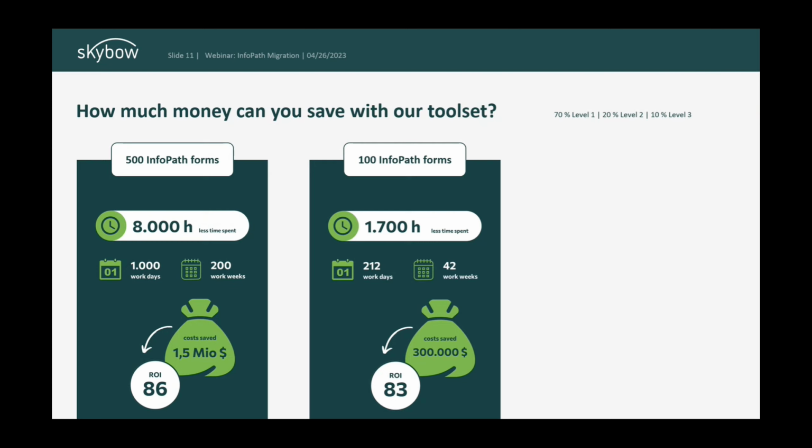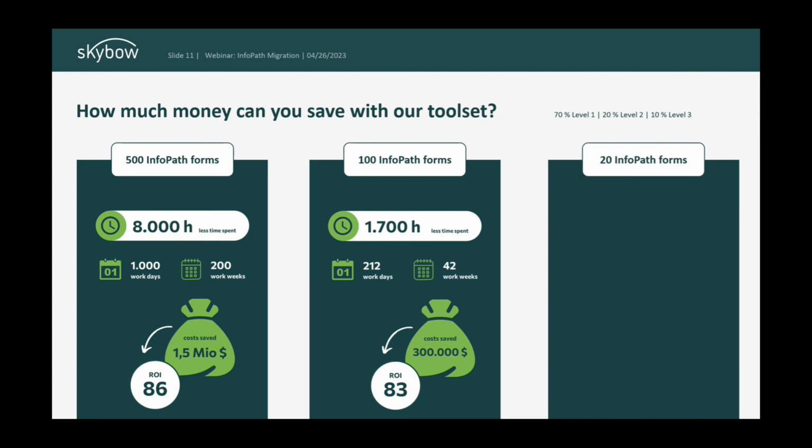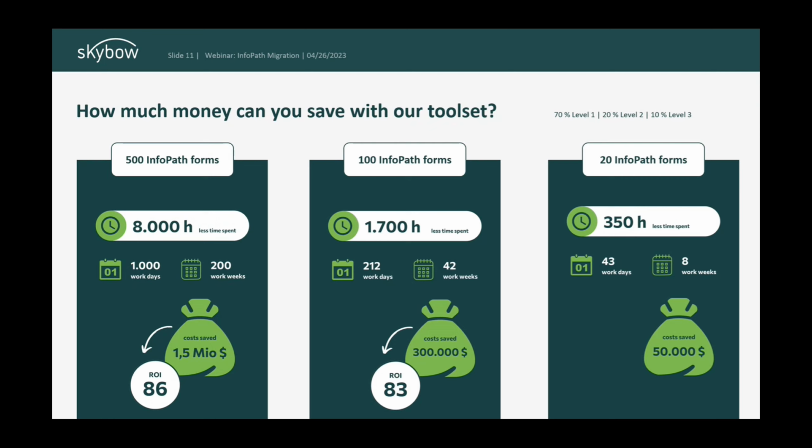And then you might still sit here and say, 500, that's not me. 100, that's not me. I have even less forms. I maybe have 20. I only have 20 forms, so why should I bother with an automated process? Because the ROI is still a lot better if you do it automatically than if you would do it manually. Even 20 InfoPath forms would probably be roughly 350 hours of time spent, 43 work days, 8 work weeks that you would still need to invest to bring 20 InfoPath forms into SharePoint. With the automation, you would still save $50,000 and you would have an ROI of roughly 70.